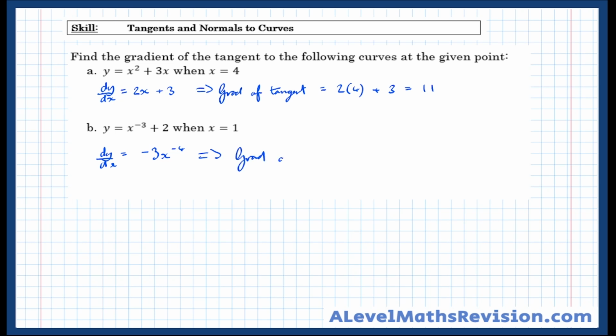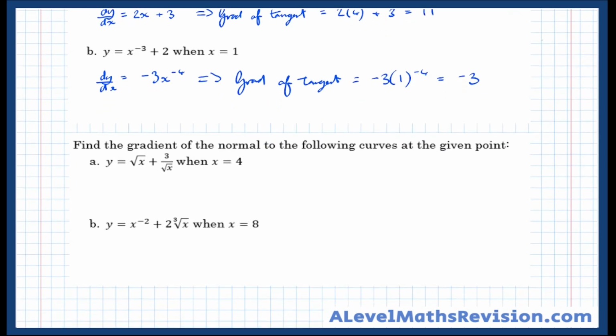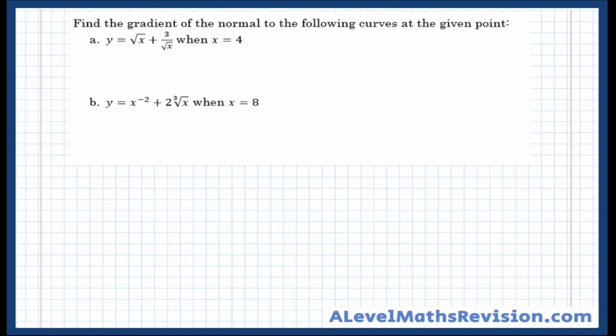So the gradient of the tangent equals minus 3 lots of 1 to the minus 4, subbing x equals 1 in, equals just minus 3. So there we have it. We found the gradient of the tangent to those curves. And the next question here is, find the gradient of the normal to the following curves at the given point. Now remember, normal means perpendicular to. So let's have a go.